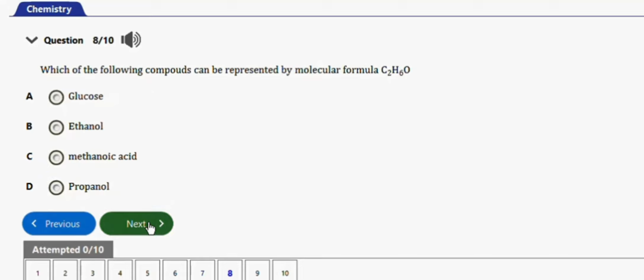Next question will be this one. Which of the following compounds can be represented by the molecular formula? So the right answer would be ethanol, option B.